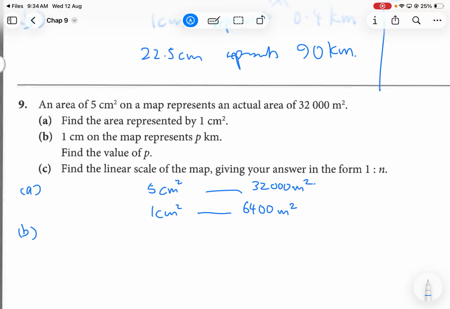Now, they reverse. Usually length becomes area. Now, they want me to find length, given the area. So now I need a scale for length. This one is a scale for area. Now I need a scale for length.